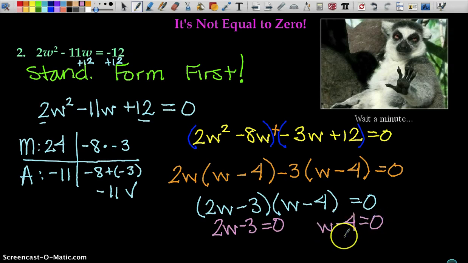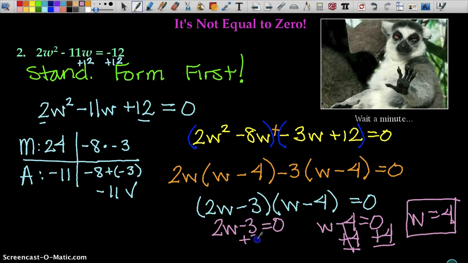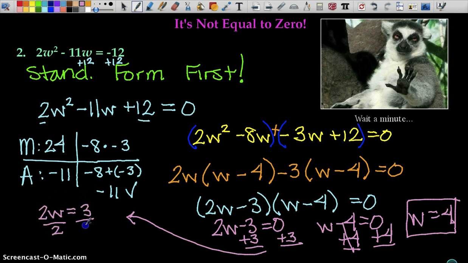In the second one, you get w equals 4, so there is one of your solutions. In the first one, when we add 3 to both sides, I'm going to move over here because we have some more room. We get 2w equals 3, divide by 2, and w equals 3 over 2, or 1.5, however you want to write it, and there is your second answer. So those two are your zeros, your roots, your solutions, whatever you want to call them.